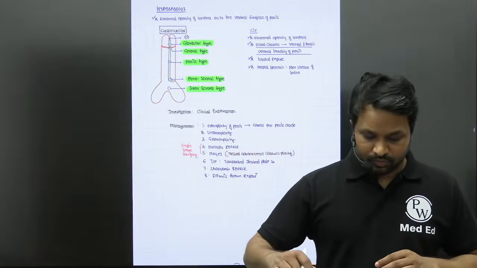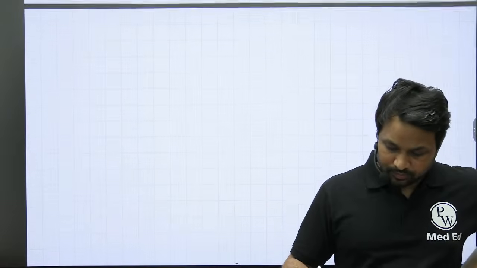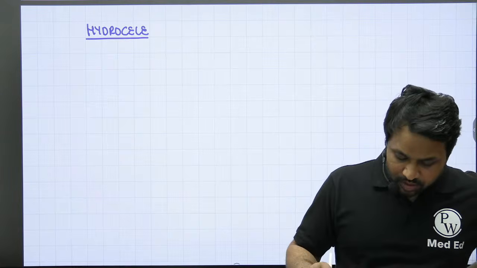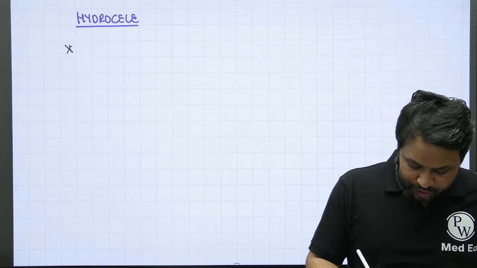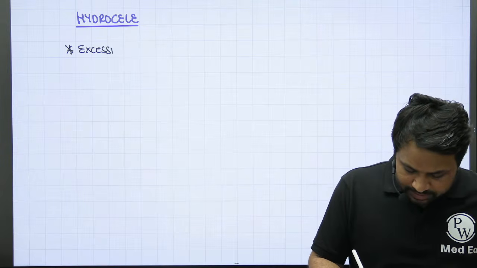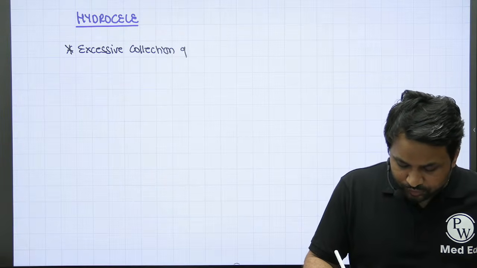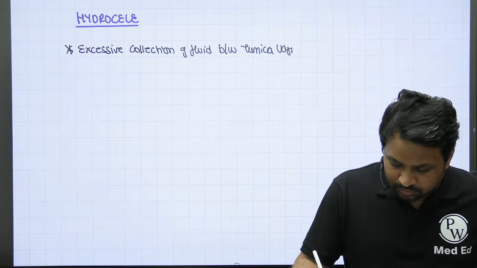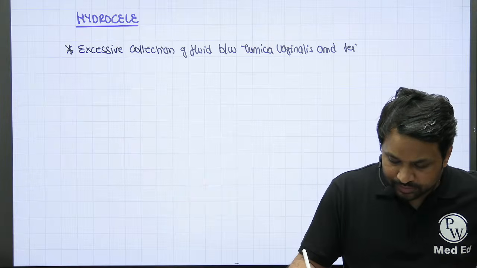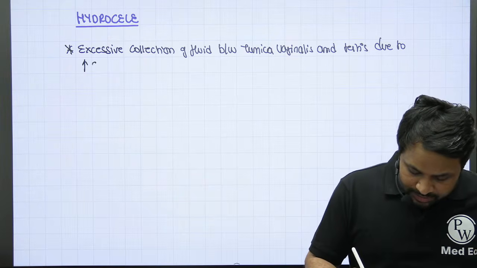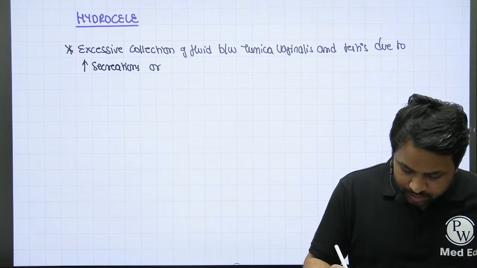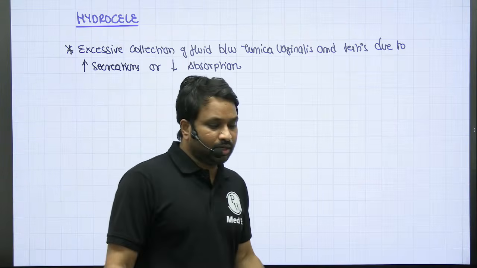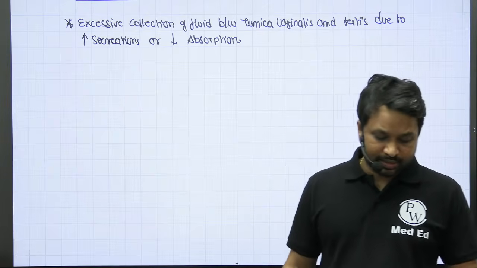Okay? Chalo. Next comes your hydrocele. Now for hydrocele, I can define it by saying that there is an excessive collection of fluid between the tunica vaginalis and the testes due to either an increase in secretion or a decrease in absorption, right?